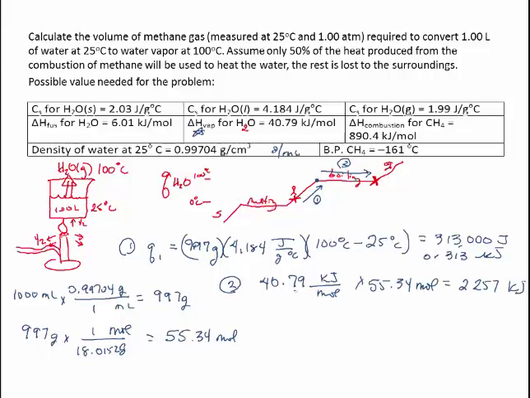So if we add step 1 and we add step 2 together, we would get a value of 2,570 kilojoules of heat. That is how much heat has to go into the water to convert it. So where is that heat coming from? That heat is coming from the combustion of the methane.